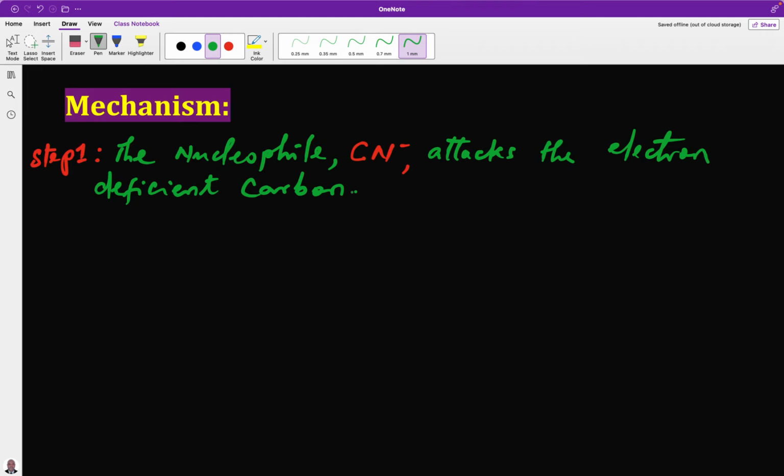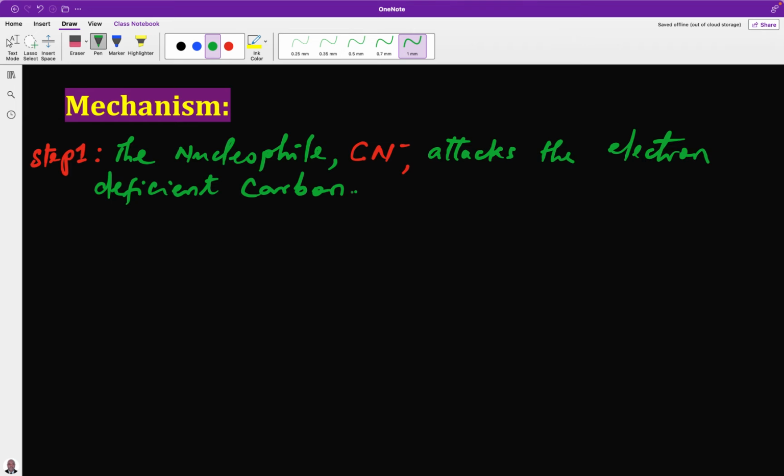The nucleophile, which is the cyanide, will attack the electron deficient carbon, or we say the cyanide is attracted towards the partial positive carbon. But what do you understand by an electrophile? In our previous video, we did mention that an electrophile is an electron pair acceptor.